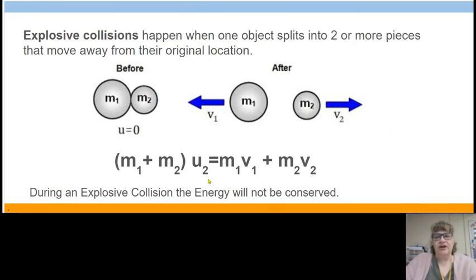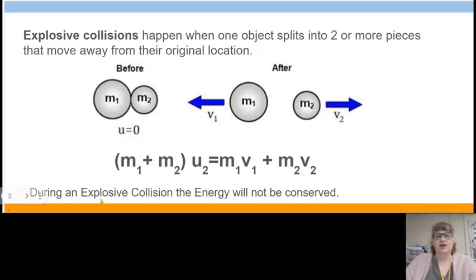Okay. Our equation is just the backwards from the inelastic collision. So instead of starting with M1 V1, we're starting with M1 plus M2 times U. A lot of times the U is going to be 0. The only time it's not is if they say that it's already traveling at a specific velocity, right? But most of the time it's going to be 0. That's going to equal the mass of the first one times the velocity of the first one, plus the mass of the second one times the velocity of the second one.